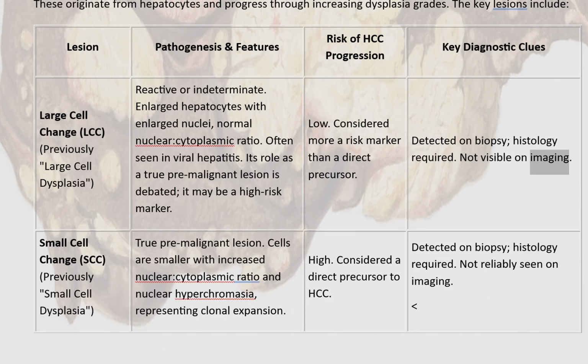Not visible on imaging. Small cell change, SCC, previously small cell dysplasia. True premalignant lesion. Cells are smaller with increased nuclear cytoplasmic ratio and nuclear hyperchromasia, representing clonal expansion. Risk is high. Considered a direct precursor to HCC. Detected on biopsy, histology required. Not reliably seen on imaging.